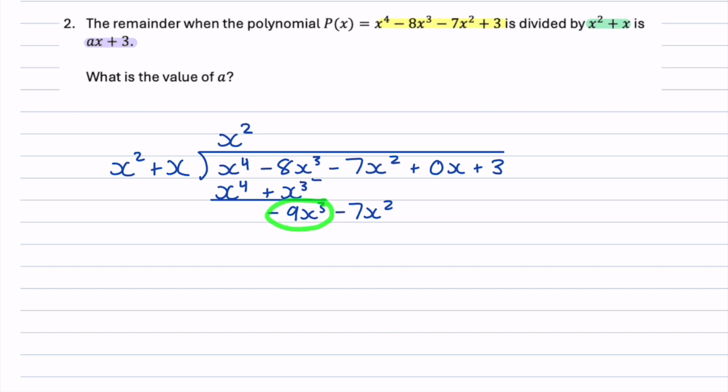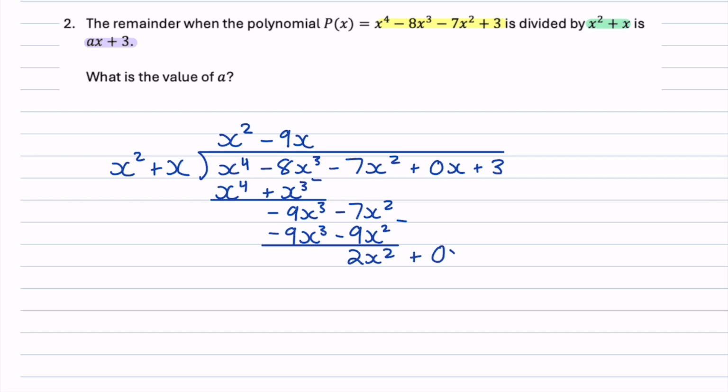So minus 9x cubed divided by x squared is going to be minus 9x, and then I'm going to take this term and multiply it by x squared plus x. So minus 9x times x squared gives me minus 9x cubed. And then minus 9x times x is going to give me minus 9x squared. And then I'm going to take those away. Two negatives make a positive, so minus 7 plus 9 gives me 2x squared.